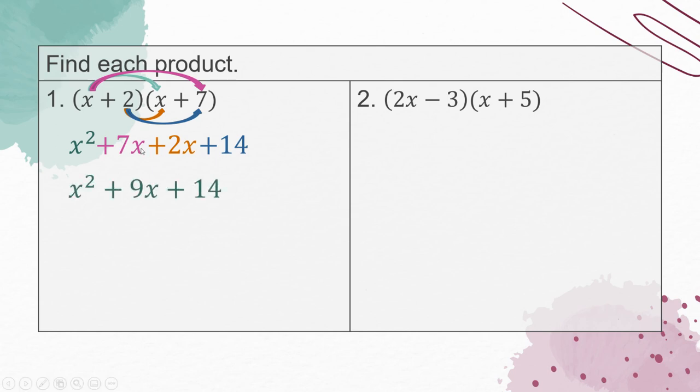And then we combine like terms. So we have that 7x plus 2x. We can combine them to get 9x.